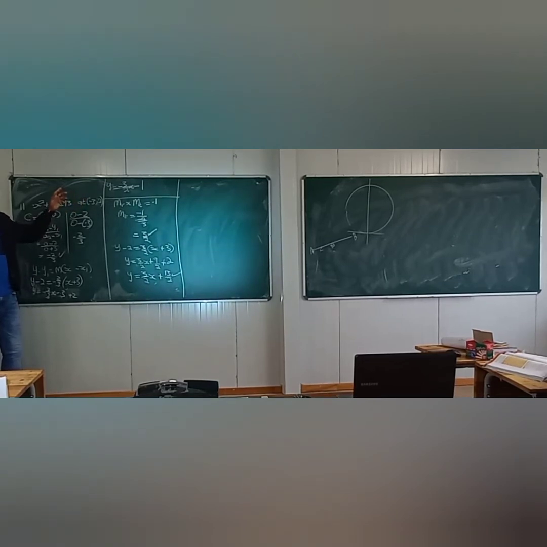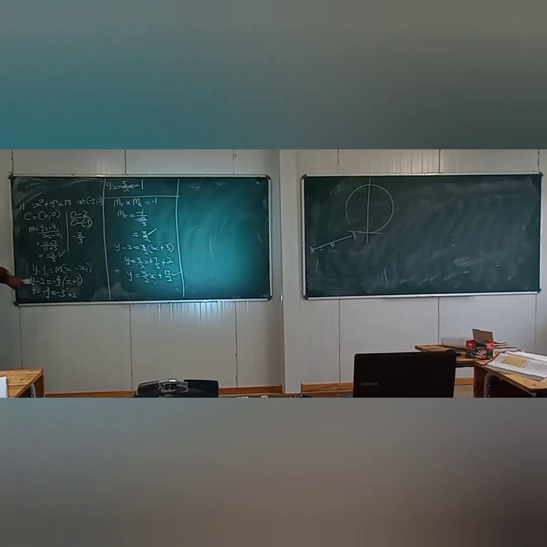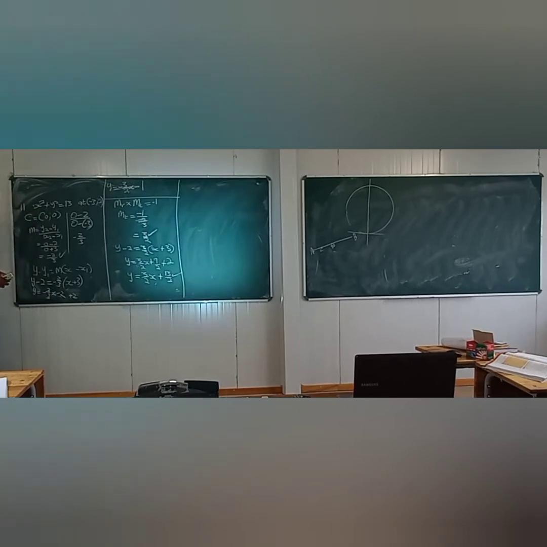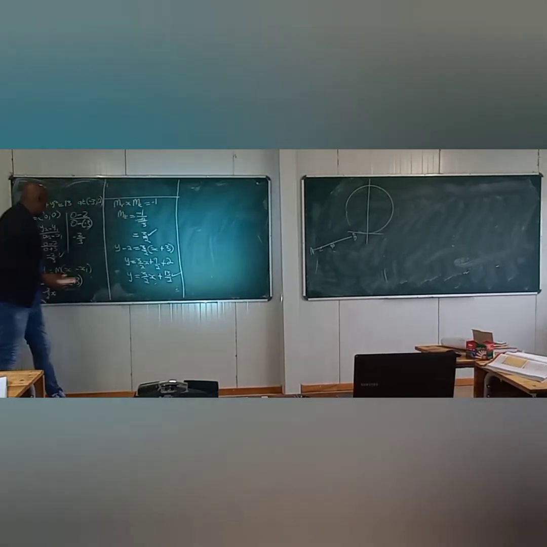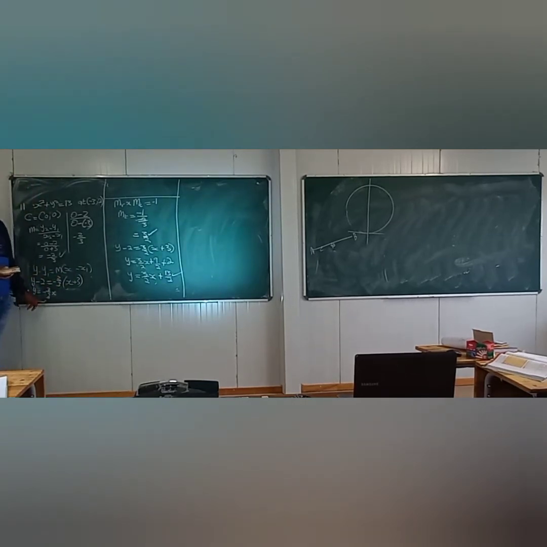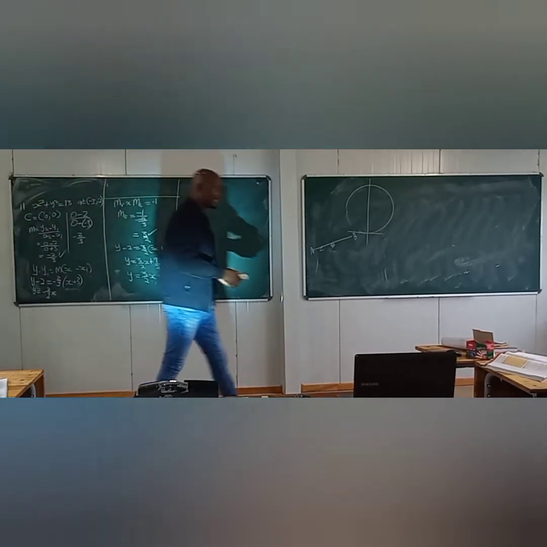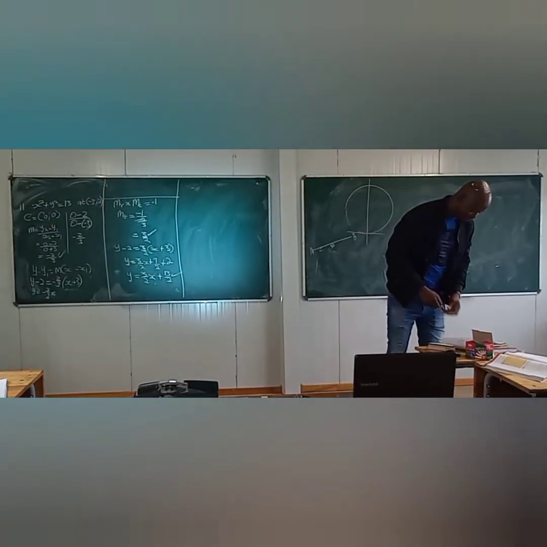The mistake is that it was -3 over 2 instead of 3 over 2. The 3 and 3 cancel, minus 2 plus 2. So y equals minus 2 over 3 instead of -3 over 2. So this is the gradient here, and this is the equation for the normal. Oh, okay, fine.